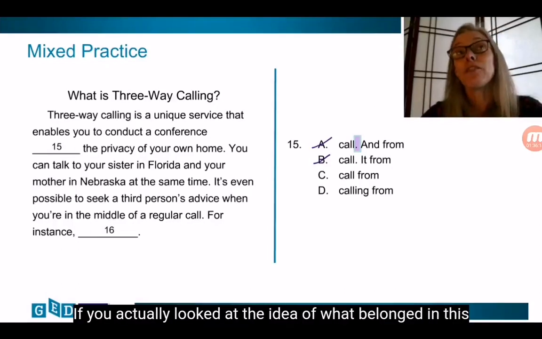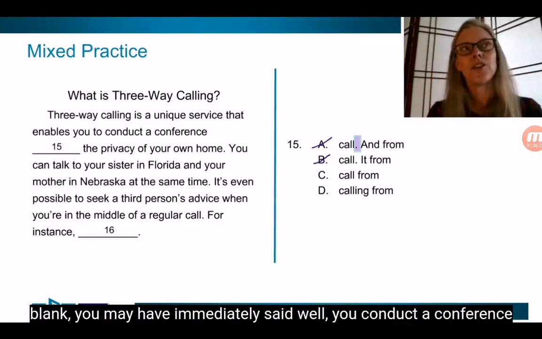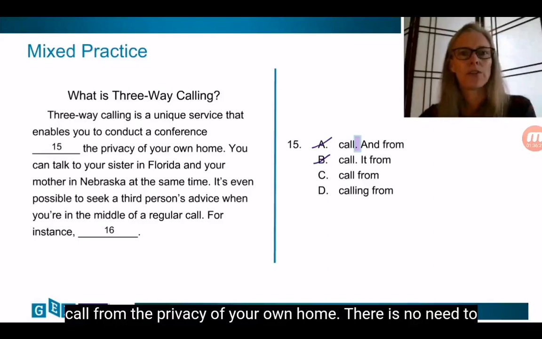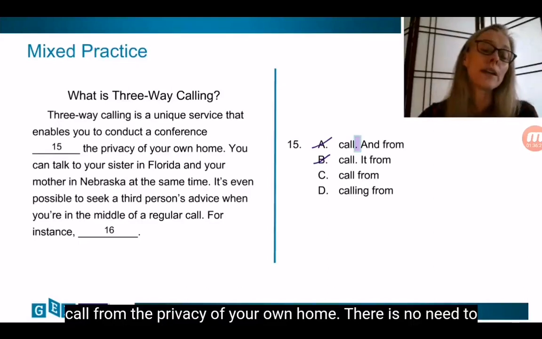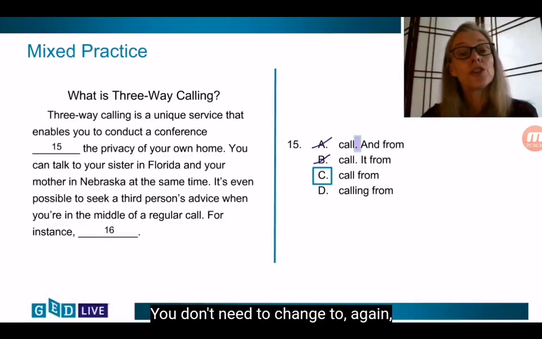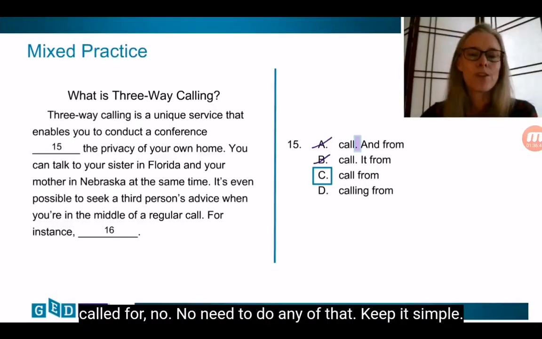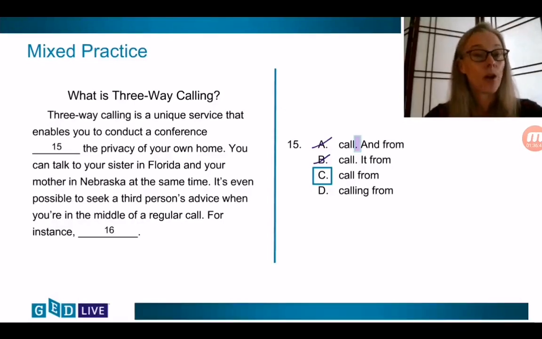And if you actually looked at the idea of what belonged in this blank, you may have immediately said, well, you conduct a conference call from the privacy of your own home. There is no need to complicate that anymore, right? You don't need to start a new sentence. You don't need to change to, again, a more complicated verb tense, an ing verb that's not really called for. No need to do any of that. Keep it simple. All right, good.